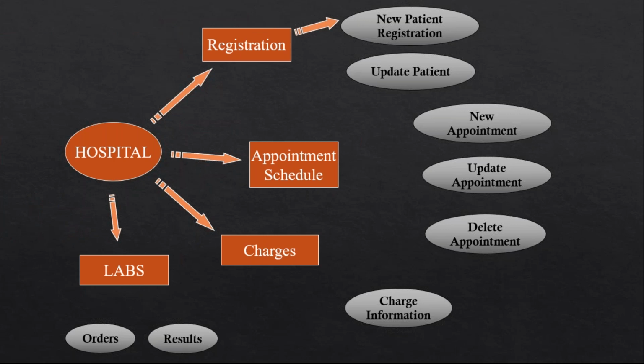So next we have appointment schedule. So there are 3 events that are possible as part of appointment schedule. Number 1 would be creation of a new appointment. Number 2 would be update of an existing appointment. Number 3 would be deleting of an existing appointment.